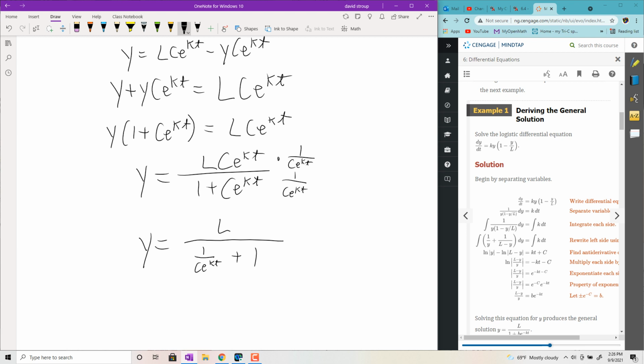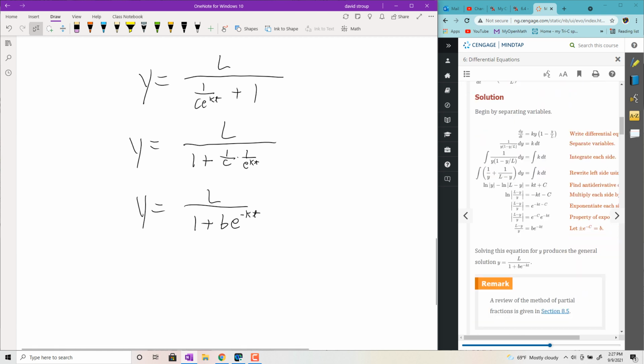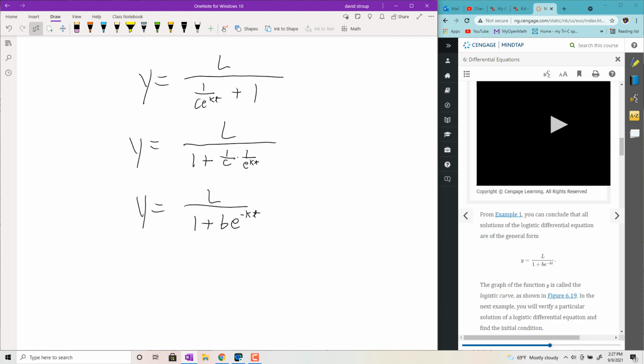I'm going to rewrite that denominator now. So first I'm going to use the commutative law of addition and put the 1 first. Then I have 1 all over c times 1 all over e to the kt. I'm going to replace that constant 1 over c with just a variable b. So I get L all over 1 plus b, and then you could write 1 over e to the kt as e to the negative kt. Okay, so lo and behold, that's our general solution for this differential equation.